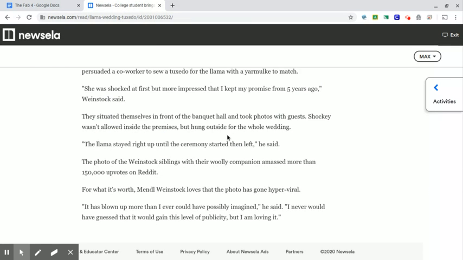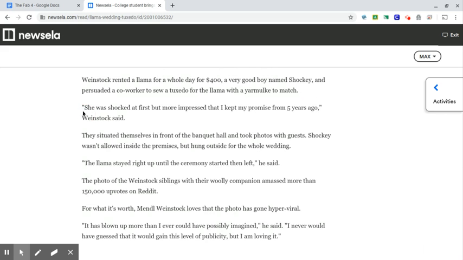Let's go back. Let's see if we can find where we're at. She was shocked at first, but more impressed that I kept my promise from 5 years ago, Weinstock said. So let's stop here. I had wondered, and we were making predictions. Was his sister going to be mad? Was she going to think it was funny? So she was shocked and then impressed. Does she seem angry? No. Pretty good. I think that if my sons brought a llama to my daughter's wedding, yeah, I think she'd be pretty angry. How would you guys feel?